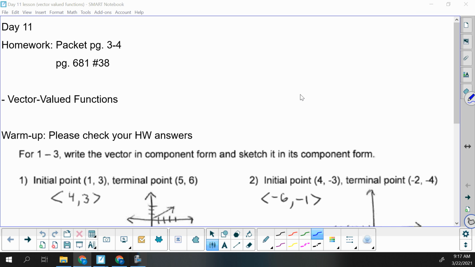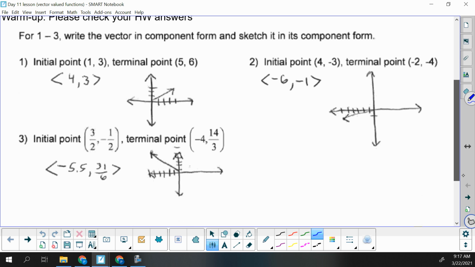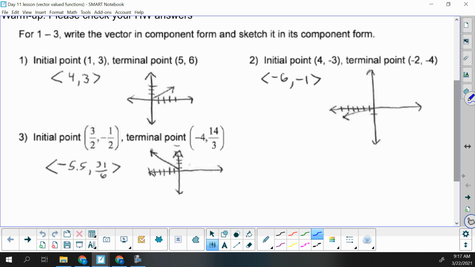Welcome to day 11. We're going to look at vector valued functions today. So first couple on the homework, we wanted to write it in component form. When you go from (1, 3) to (5, 6), that's 4 to the right and 3 up. So you have <4, 3> for your vector.